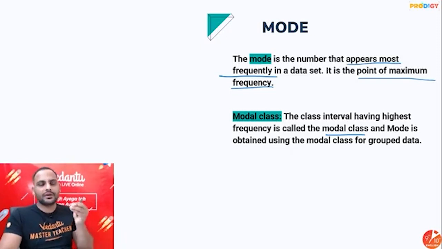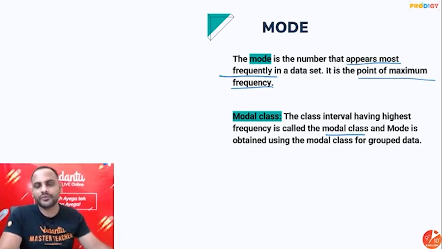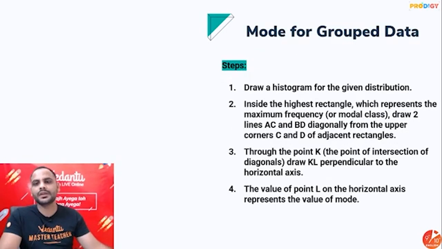And when we are looking at data in such a way that the middle value is important for us, we'll go for the median. And if the average is important for us, we'll go for the mean. Okay. Now we'll understand how to find the mode with the help of a histogram.